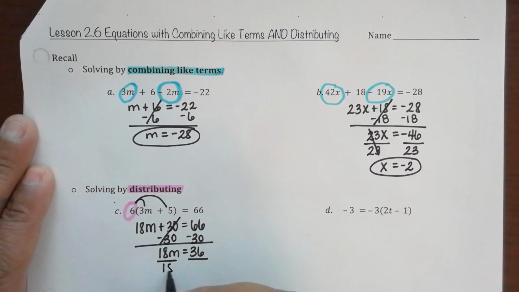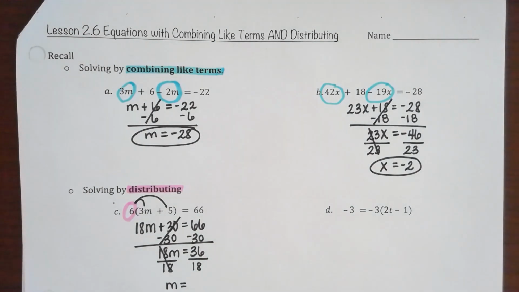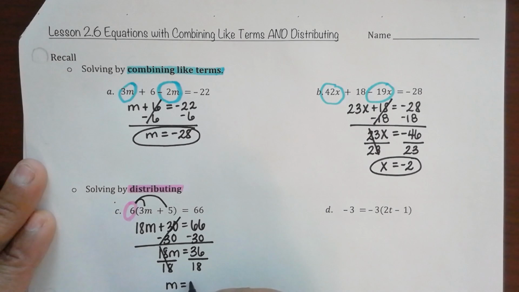Divide by 18, because that's the coefficient on M. So what happens to the 18s? What's brought down? And then what am I typing in? Type that in, I'll tell you when. What'd y'all get? What was that? Perfect. Any questions there?